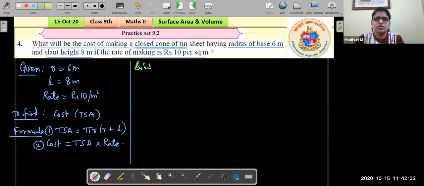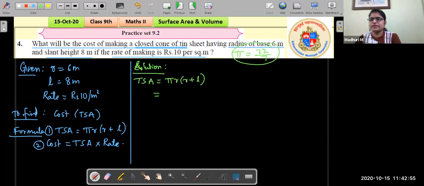Yes, so the solution. We start with finding the TSA. What is the TSA? That is pi r (r plus L). Now, what will be the value of pi over here? Whenever the value of pi is not mentioned, you should always take it to be 22 over 7. So here we start with pi, that is 22 over 7, times radius, which is 6, in the bracket, 6 plus L, that is 8, like that.